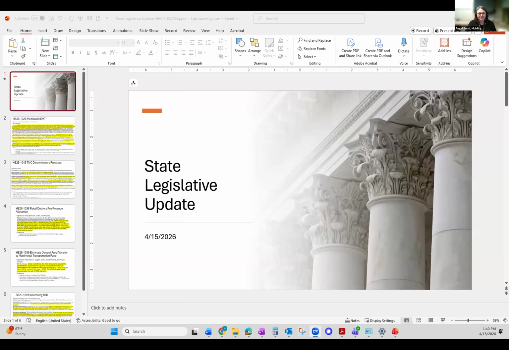So Nick's going to go over four bills that we've been watching from a transportation equity standpoint. So thank you, Nick. And for those of you who don't know, Nick works in the policy office for the commissioners. He's one of our lobbyists.